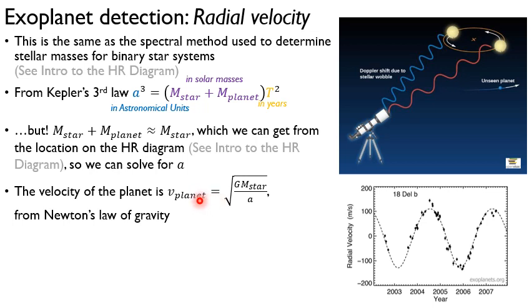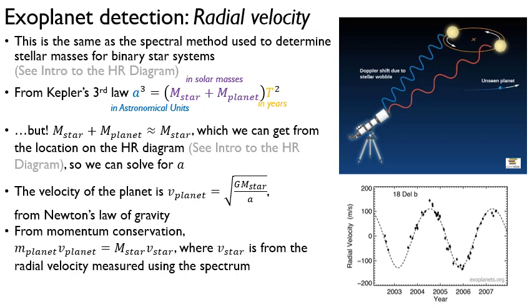The velocity of the planet is equal to the square root of Newton's big G, this is a constant, times the mass of the star divided by the orbital separation. So again, we've gotten the orbital separation from Kepler's third law here, and the mass of the star from the position on the HR diagram. So we know the velocity of the planet, which is pretty cool. And we can take that further. There's a thing called momentum conservation. Again, you could learn about this in Intro Physics, the Physics 2001, if you wanted.